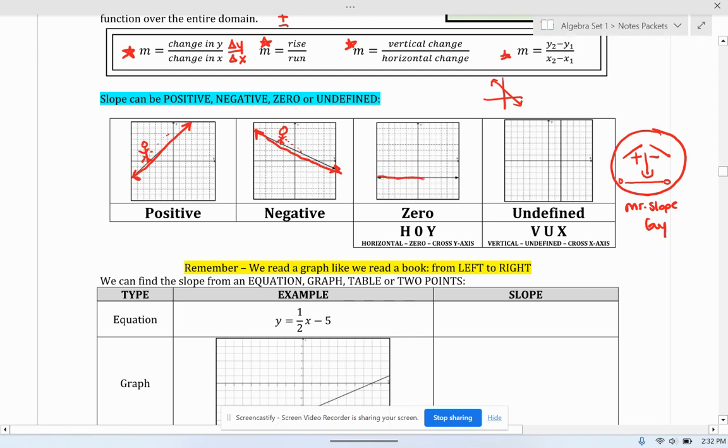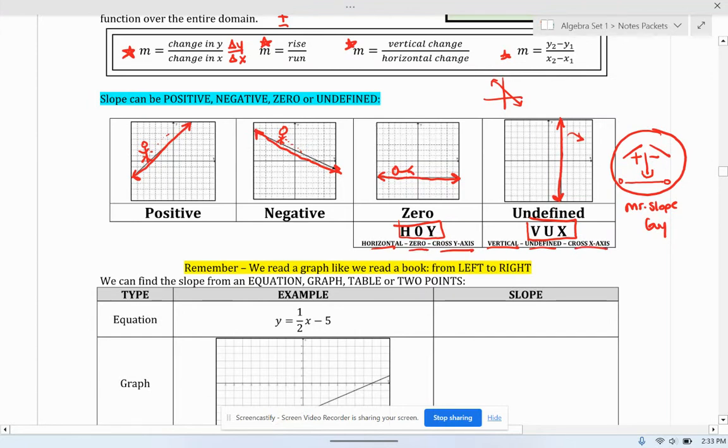A zero slope, Bertram's favorite because he gets to just hang out there and do nothing. You would be laying down. And then an undefined slope is Bertram's least favorite because he can't even stand on it. He would just fall right off. The way that you can remember that a zero slope is just a flat horizontal line is that zero is HOY: horizontal, zero, crosses the y-axis, and undefined is VUX: vertical, undefined, crosses the x-axis.